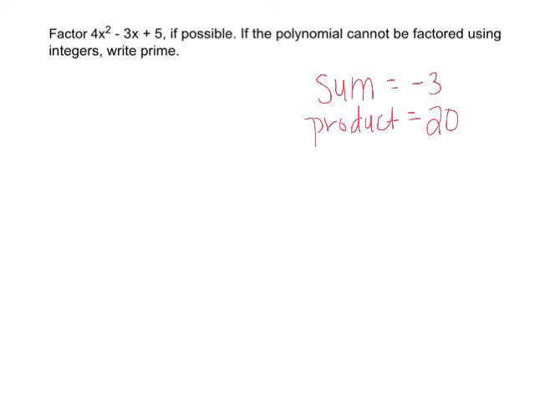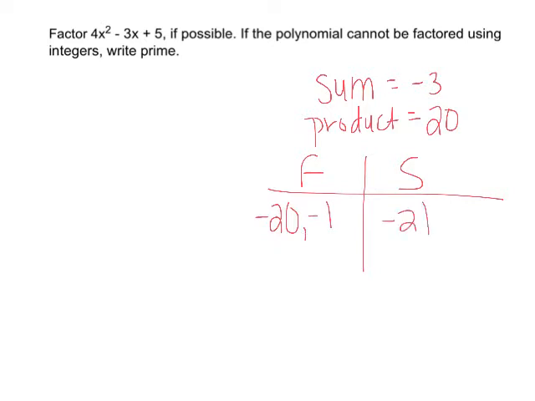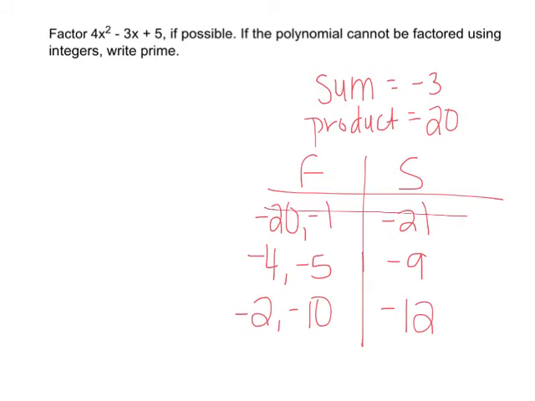And when I look at my factors of 20 compared to if they make the sum, we can do -20 and -1, which is going to give me -21 as my sum. Another would be -5 and -4, which would just give me -9. And another pair of factors would be -2 and -10, which would give me -12. And none of these are giving me the sum of -3. So none of these are working. So this one would be considered prime because I could not factor that.